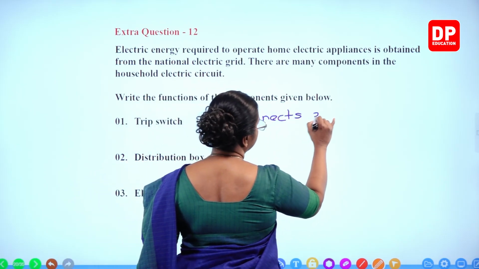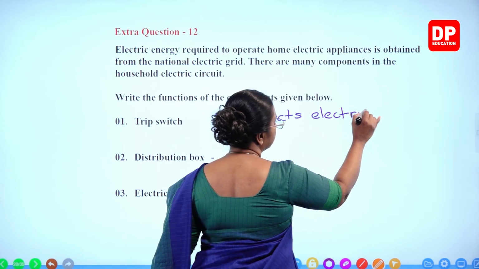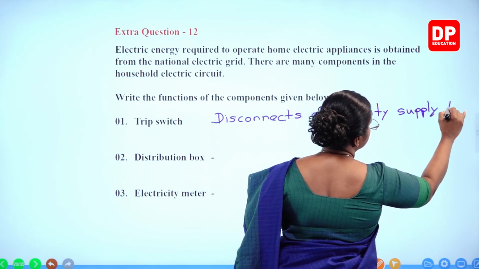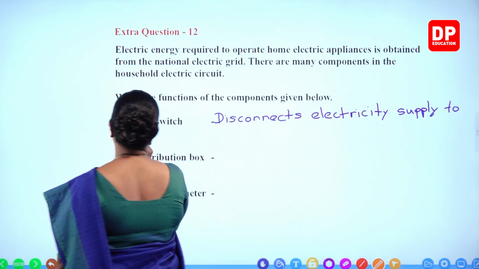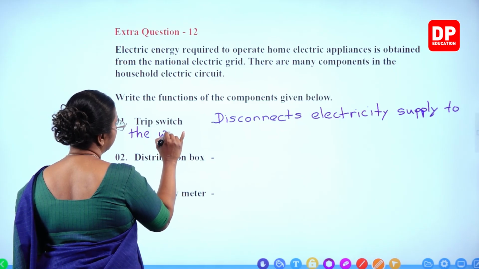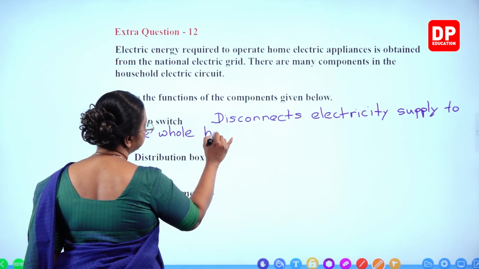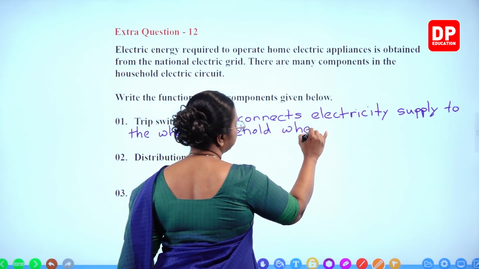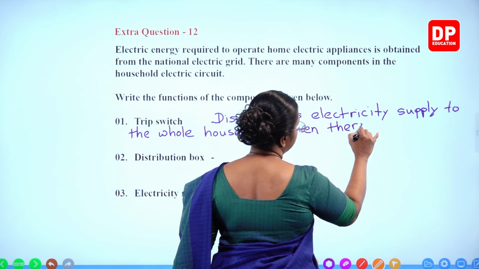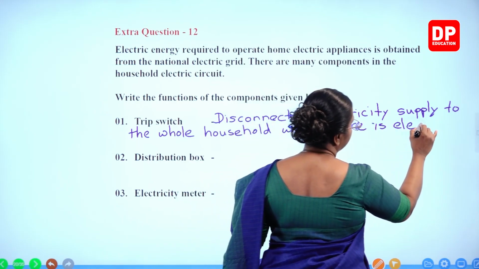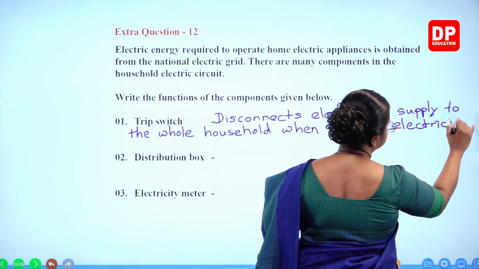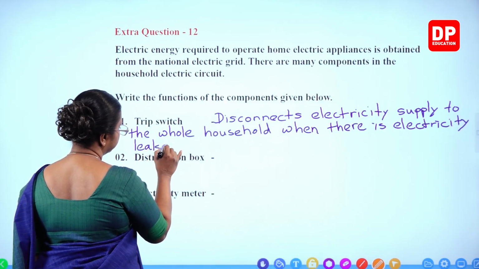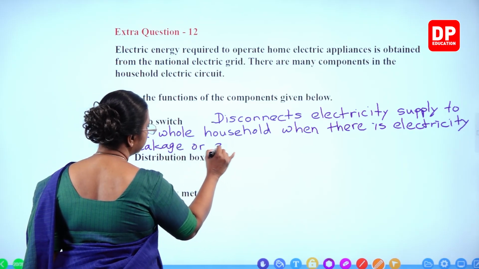disconnects electricity supply to the whole household when there is electricity leakage or earthing of current.